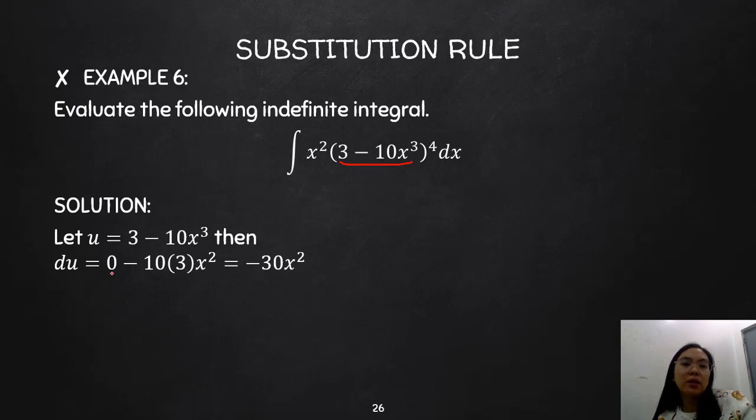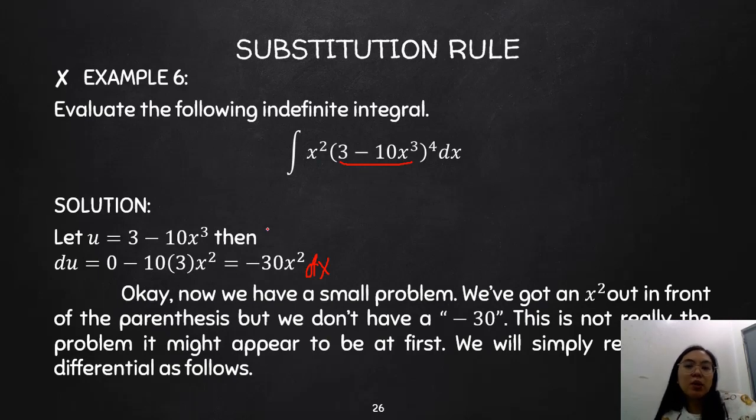Then, du is equal to 0 minus 10 multiplied by 3x squared, or you have the negative 30x squared. So again, kung titingnan mo siya, meron siya dito, 30x squared, sorry, dapat may dx yan. So 30x squared dx, i-correct ko na lang sa notes nyo. Pero ang meron ka lang dito is x squared dx. So, ibig sabihin, may konti tayong problema. Nakuha nga natin si x squared out in the front of the parenthesis, but we do not have a negative 30. Kasi may negative 30 siya dito.